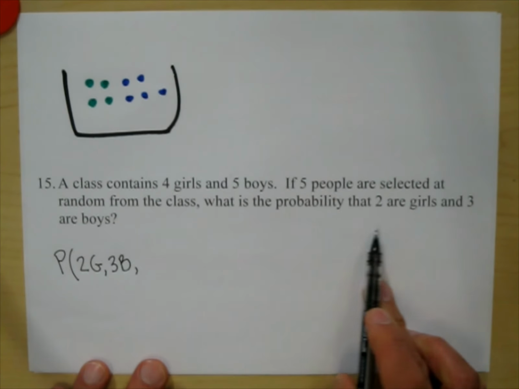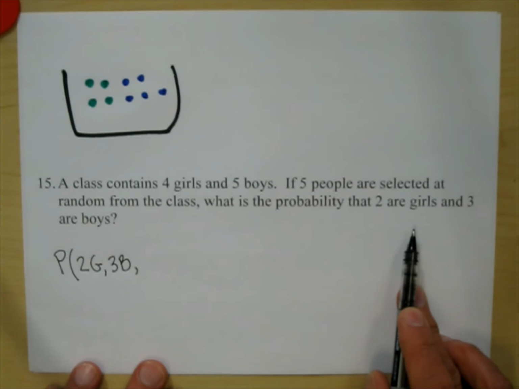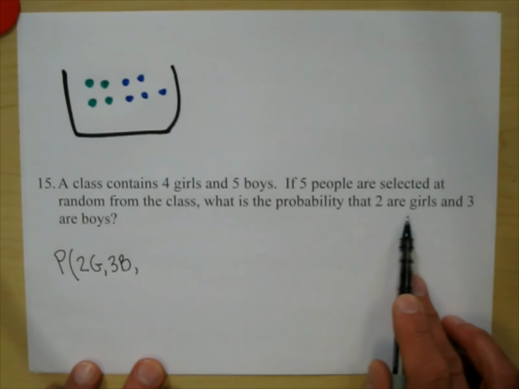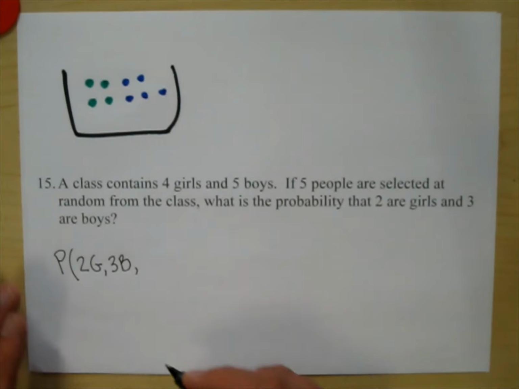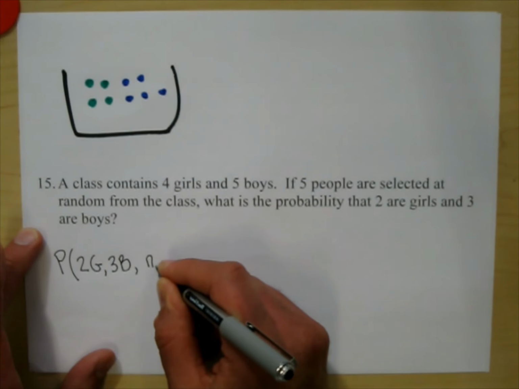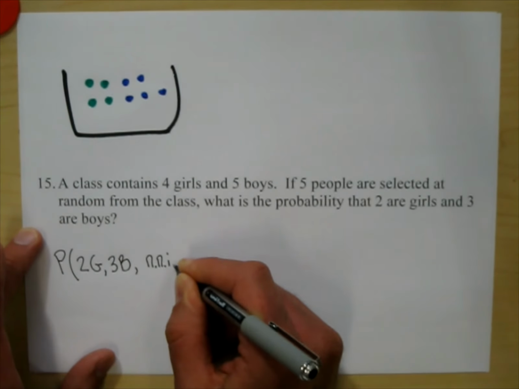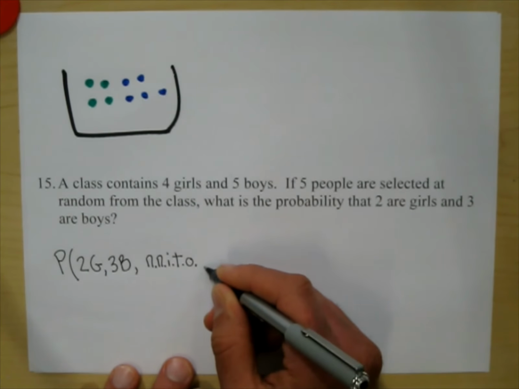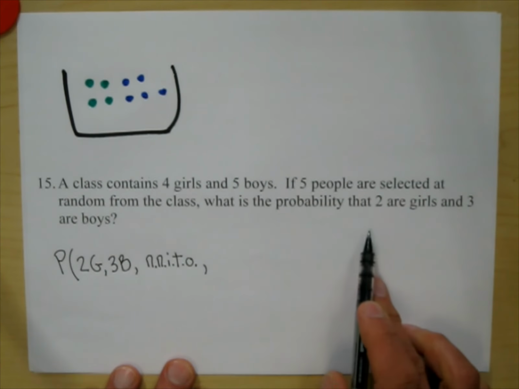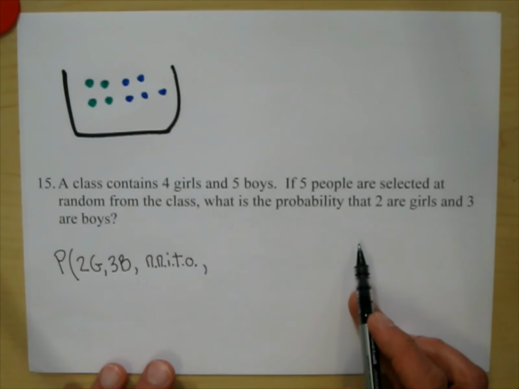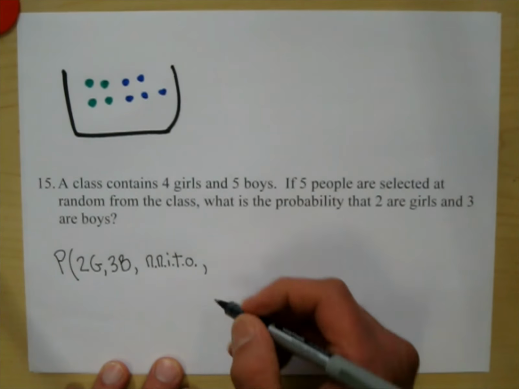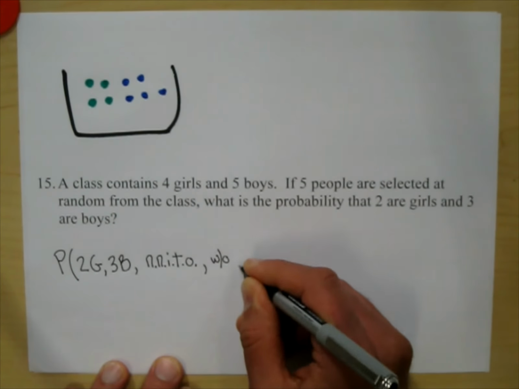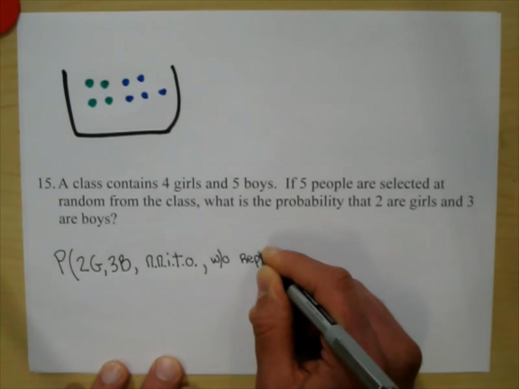So what's the probability that 2 are girls and 3 are boys? The question is, does order matter? Did they say the first one had to be a girl? No, they just said that 2 are girls and 3 are boys. So this is not necessarily in that order. And are we having replacement or not? Well, they didn't say replace them as you pick them. You're actually just selecting 5 people from a group of 9 people. So this is without replacement.